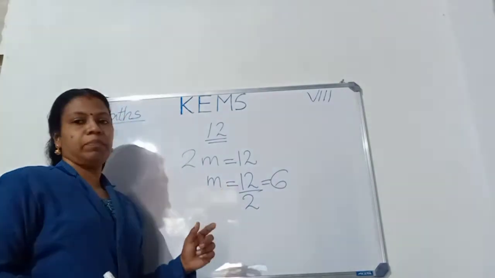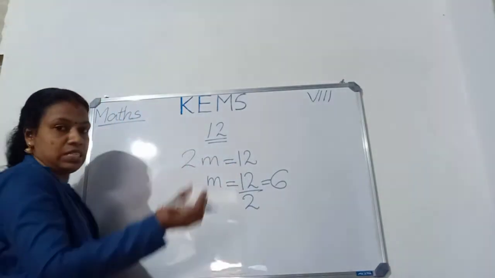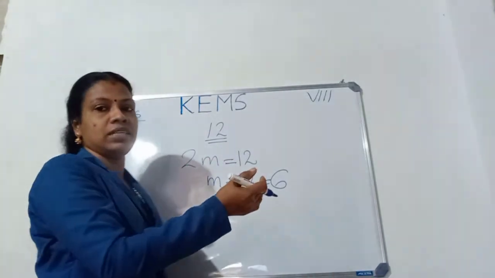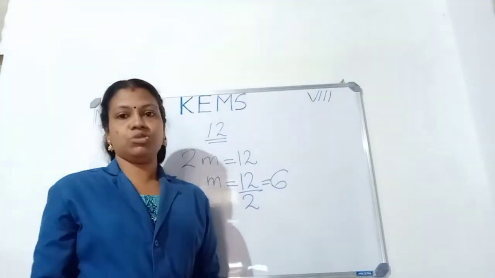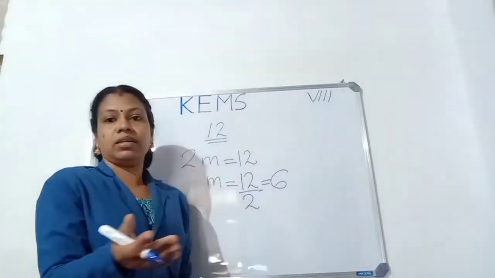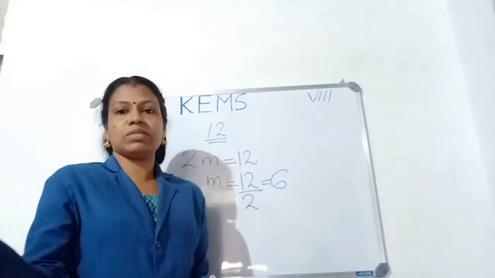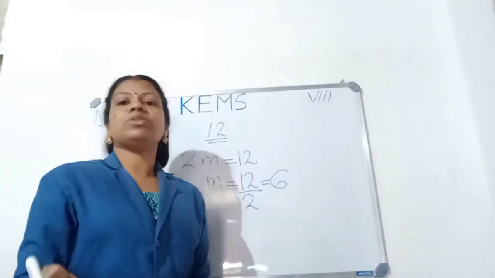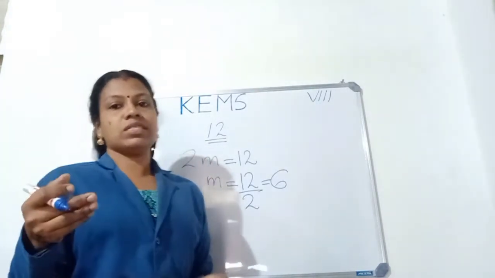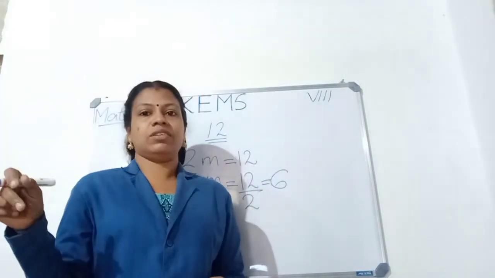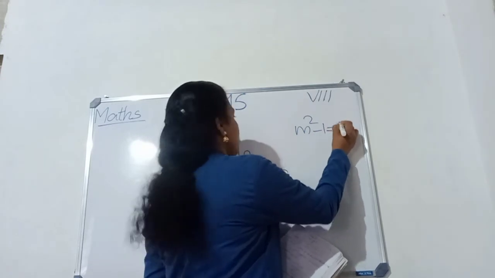Now using this m, find the other two members. 2m is our first member, and from that we found m equal to 6. You can also use the other forms. That means the second form, m square minus 1. Use that one, no problem. m square minus 1 equal to 12. From that you can find m. But in this case that is not possible, because you never get a root if you use m square minus 1 equal to 12.